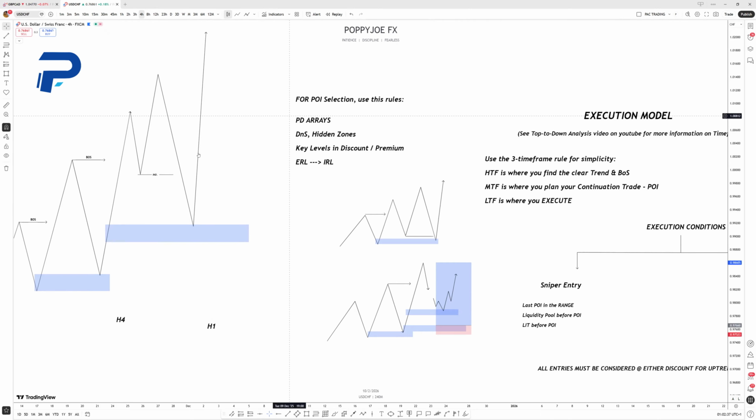Now, if you want to choose your POIs, these are the things you can use in choosing POIs. You must not combine everything. That's one thing that makes a strategy unique. You must not combine. These are options of things to use. We have the PDRAs, we have the demand and supply and hidden zones, we have the key levels in discounts, we have ERL to IRL.